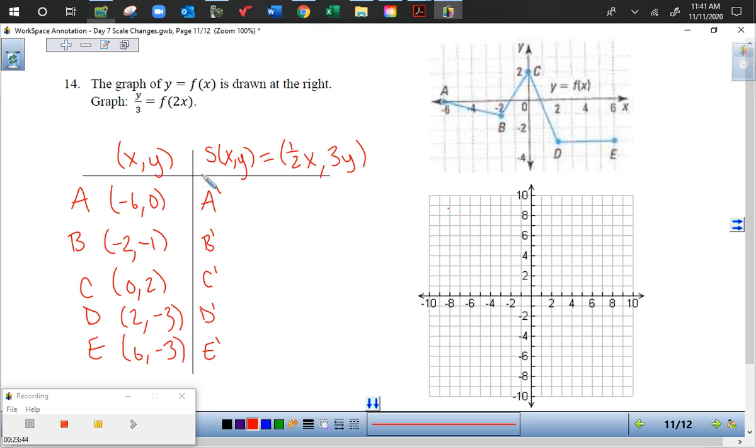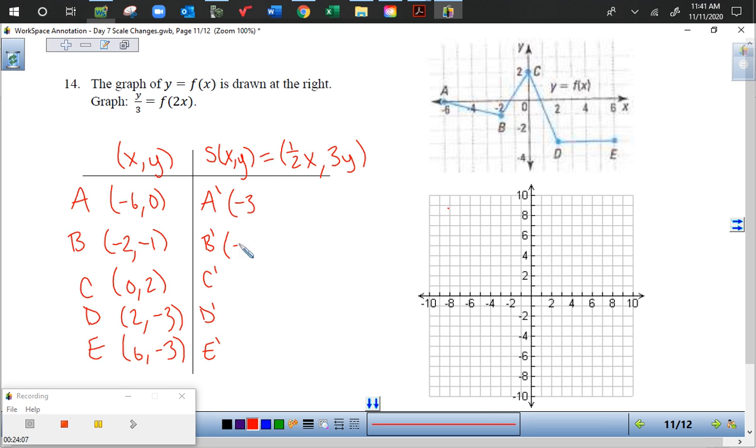And all we have to do is take all of our x values and multiply them by 1/2. Take all of our y values from our ordered pairs and multiply them by 3. I'm going to do x's first. So all of these we're just going to take times 1/2. So -6 times 1/2 is -3.